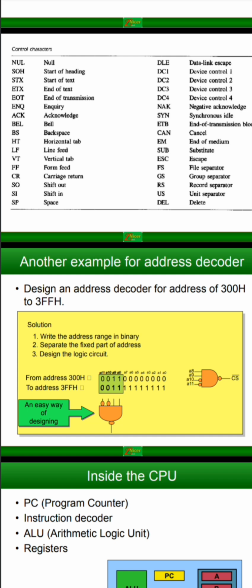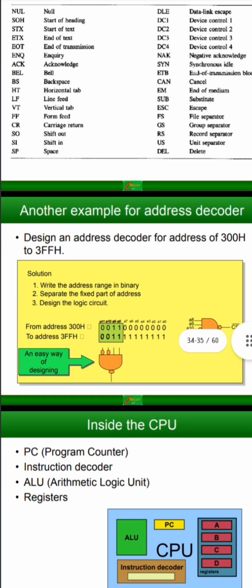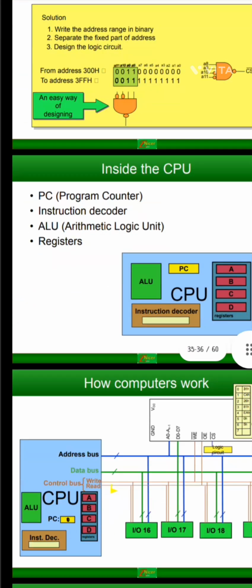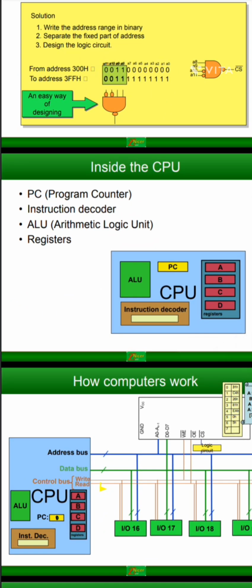Then we have another example for an address decoder. We have to design an address decoder for addresses 300H to 3FFH. From address 300H it is 0011, and so on, the remaining bits are 0. To address 3FFH we see that the 0011 stays and the 0 bits from 300 are changed to 1 bits. An easy way of designing is shown in the picture.